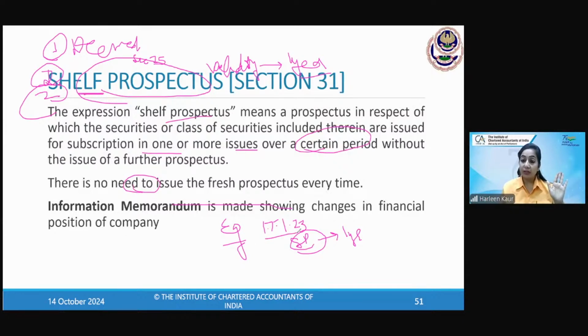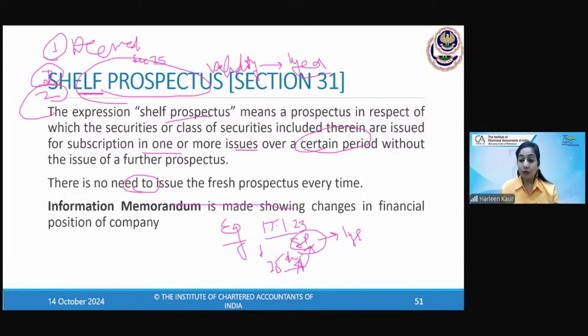Now, every time for the first issue of securities, you have to file the shelf prospectus whenever you come with the first issue. Now the company on 25th of April again wants to issue the securities. Now what will it do? It will use the same shelf prospectus. Once I've given you the information, it remains valid for 1 year period. It does not have to come up with the prospectus again.